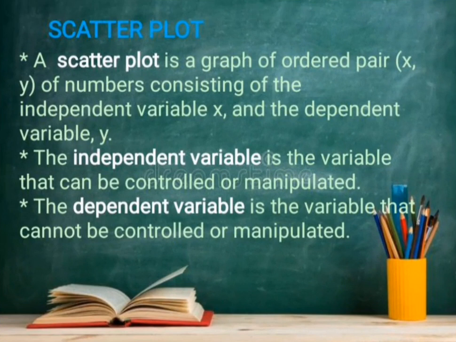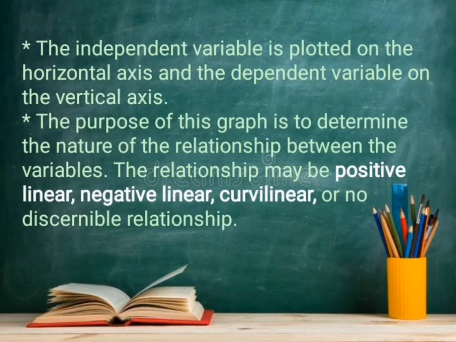Scatter plot. A scatter plot is a graph of ordered pairs of numbers consisting of the independent variable x and the dependent variable y. The independent variable is the variable that can be controlled or manipulated. The dependent variable is the variable that cannot be controlled or manipulated. The independent variable is plotted on the horizontal axis and the dependent variable on the vertical axis. The purpose of this graph is to determine the nature of the relationship between the variables. The relationship may be positive linear, negative linear, curvilinear, or no discernible relationship.